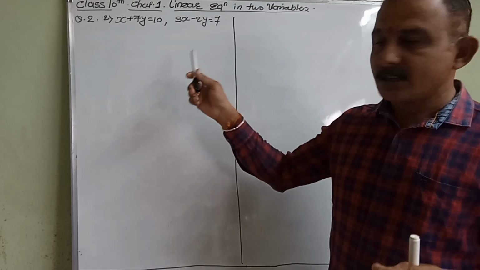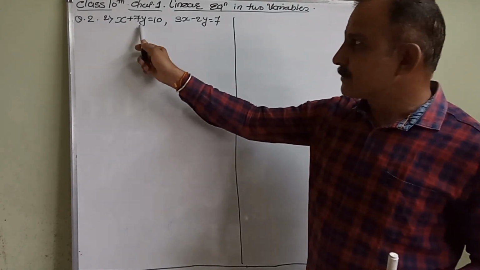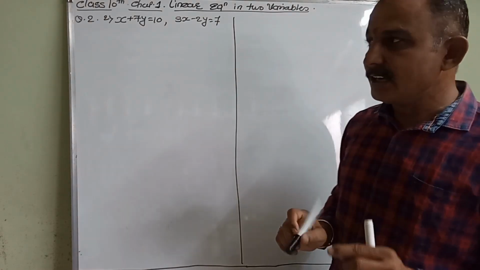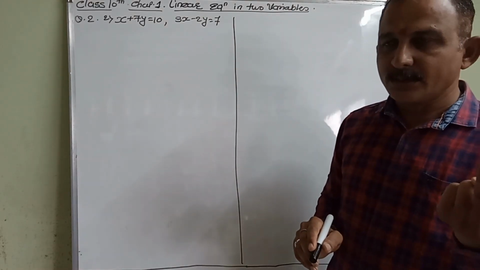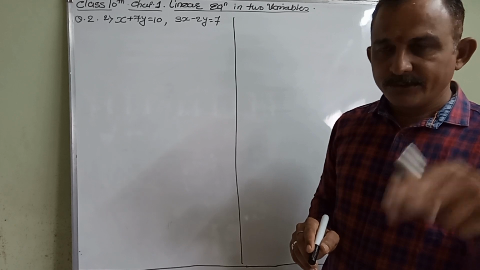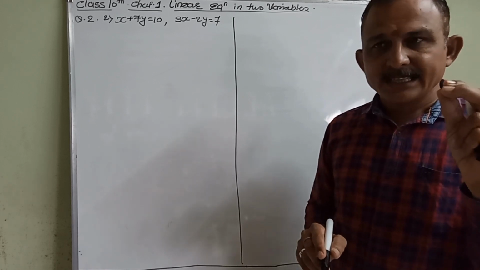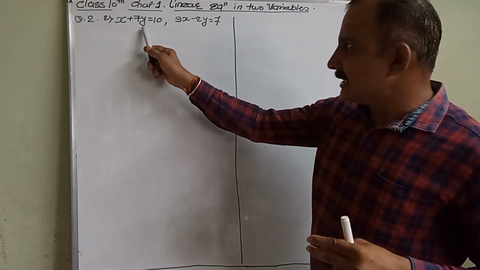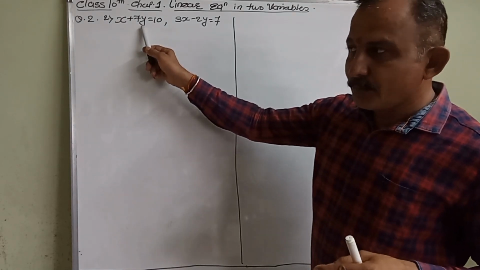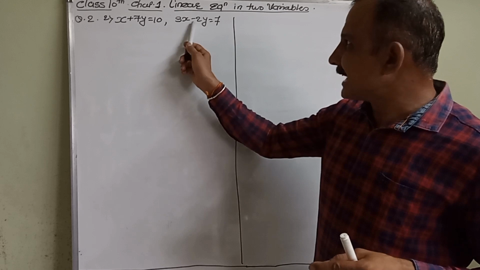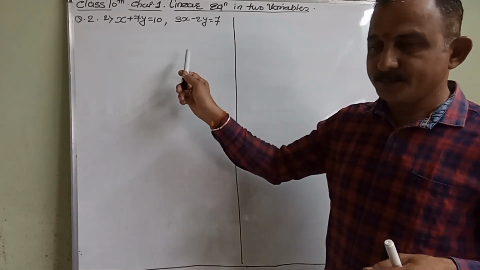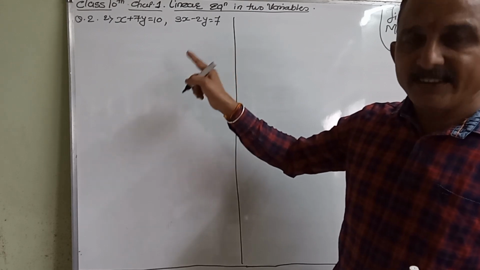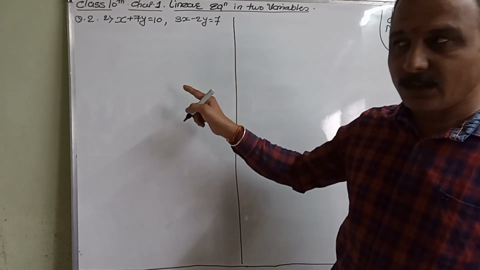Now the third example is question 2: x + 7y = 10 and 3x - 2y = 7. If we observe the previous two examples, the coefficient of y is the same there, but here they are different. So how do we solve it if the coefficients are different? What is the procedure to solve the example?